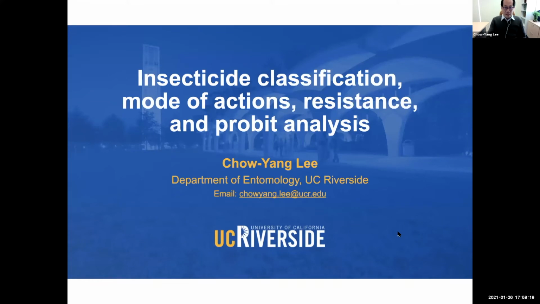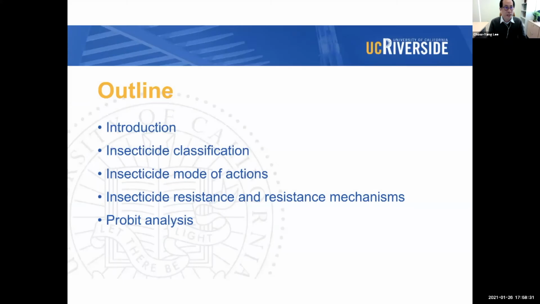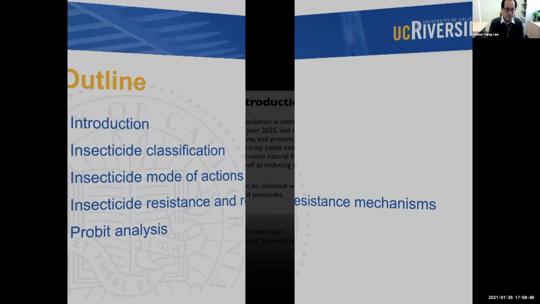So actually, many sections of my presentation have been covered by Ali as well as Audrey earlier, so I'll just jump directly in. This is an outline of my presentation. I would cover insecticide classification, mode of action, resistance, and also resistance management, and lastly Probit analysis.